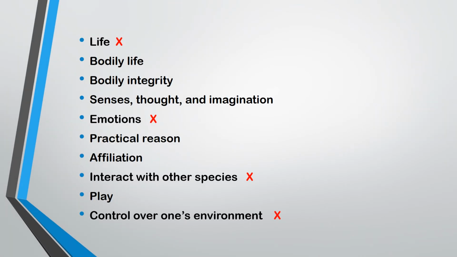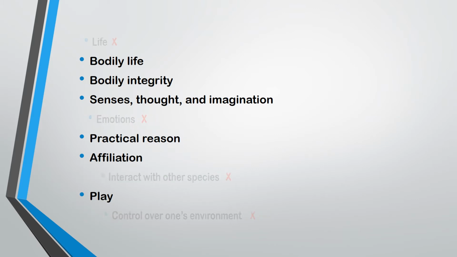Rather, we are arguing that the list of essential capabilities can be consolidated. By doing away with other species due to its lack of applicability to aiding humans, and eliminating emotions, as it remains nearly impossible to measure, we are left with 6 remaining capabilities to focus on: bodily health, bodily integrity, senses, thought, and imagination, practical reason, affiliation, and play.